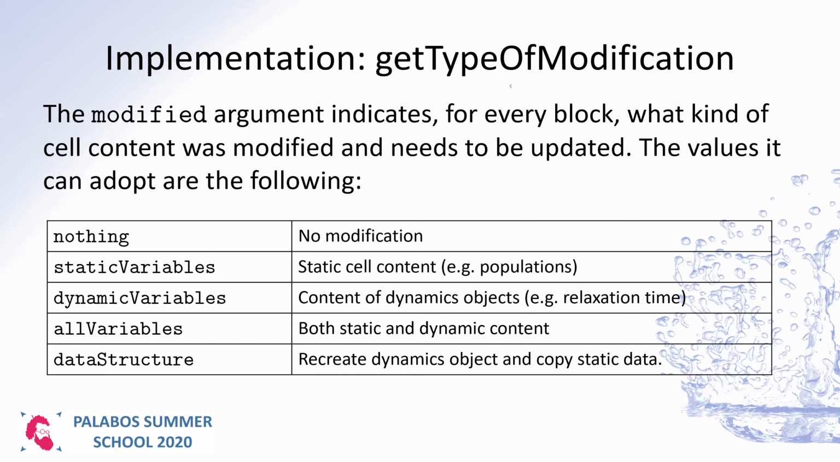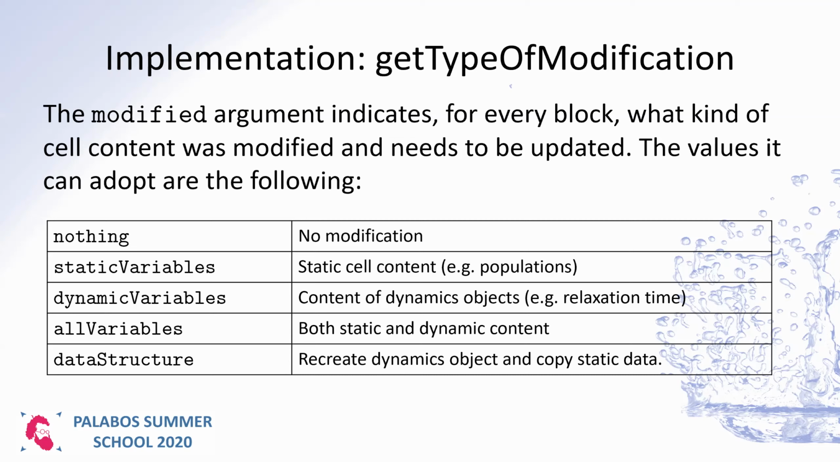In this case, you need to tell Palabos that the dynamics objects have changed. Palabos is then going to access the data of the dynamics object and send it through MPI to the other processors to update the dynamics objects properly inside the envelopes of the atomic blocks. Then there's a keyword called all variables if you change both static and dynamic content. And then there is one which is called data structure. If you do that, that's the worst case scenario.